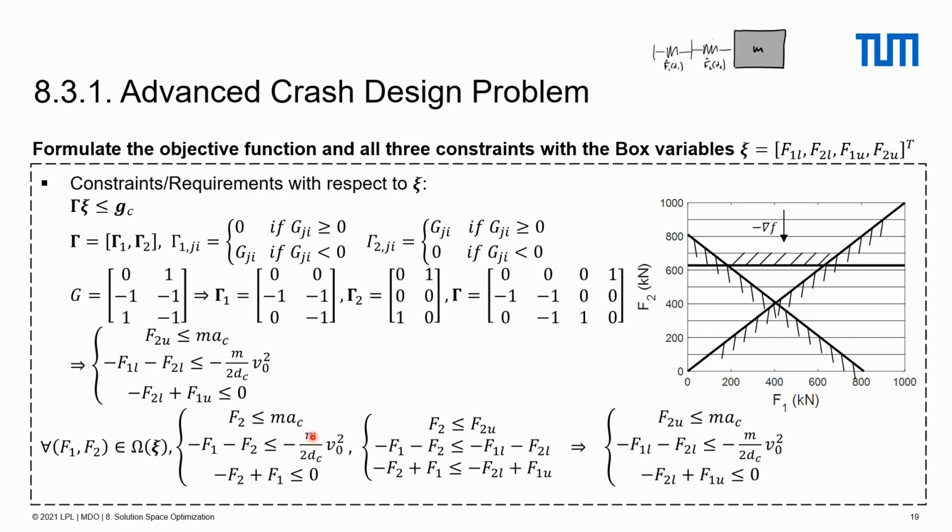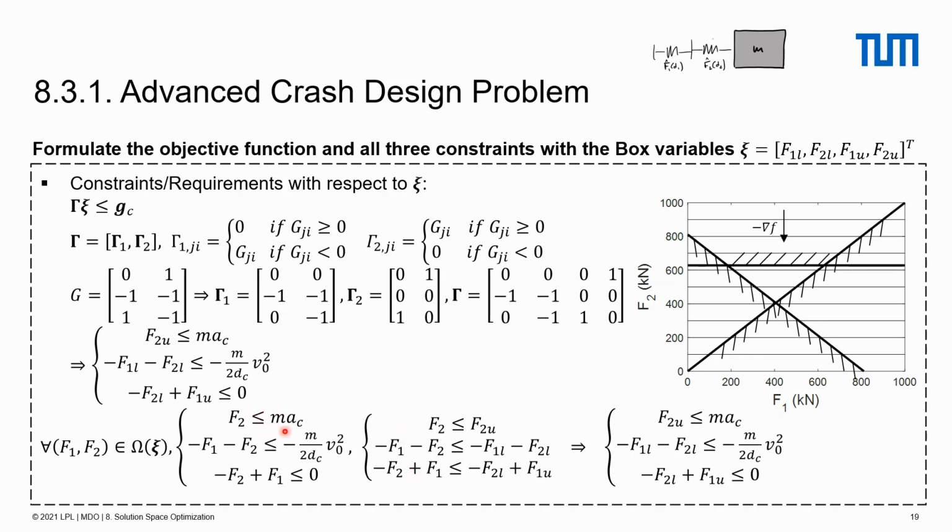Now, how can we understand this? Let's take our original constraints. This is for all designs F1 and F2 in the design box determined by C. The constraints need to be fulfilled. Additionally, with the condition that all the designs are in the design box, we have these three equations.